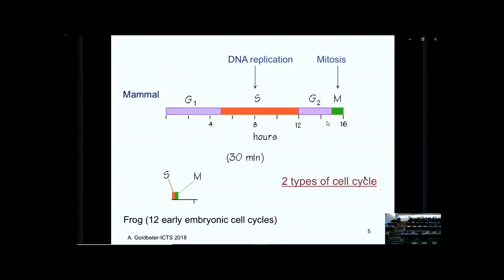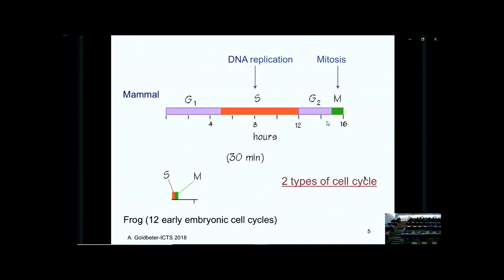There are two types of cell cycle which can be distinguished. In the frog, the 12 early embryonic cell cycles are relatively simple. When I say sometimes they are simple, people who work in this field are very annoyed because, of course, it's not simple. It's rather complex. But in comparison to other cell cycles, like in mammals, it has a simpler structure. The first 12 embryonic cell cycles are rapid, with a period of about 30 minutes in the frog.